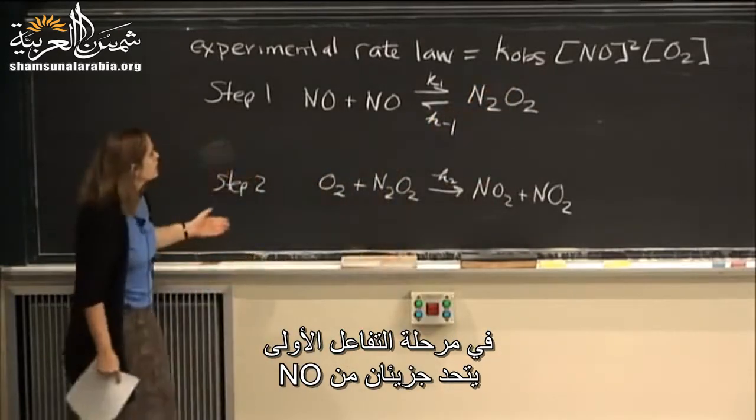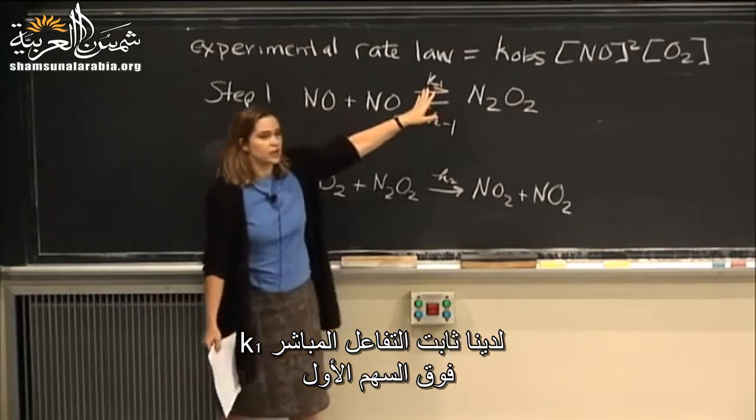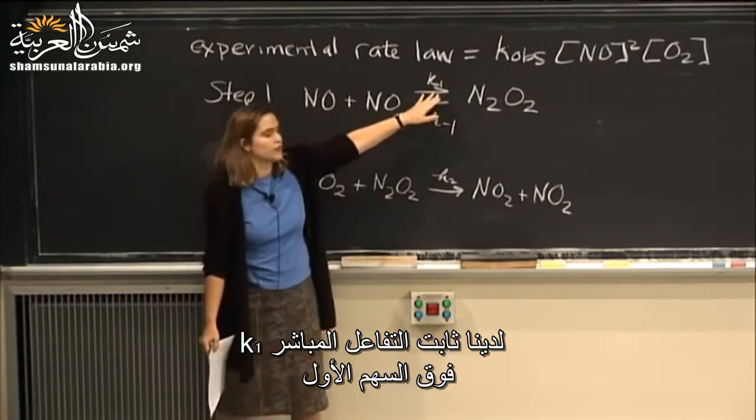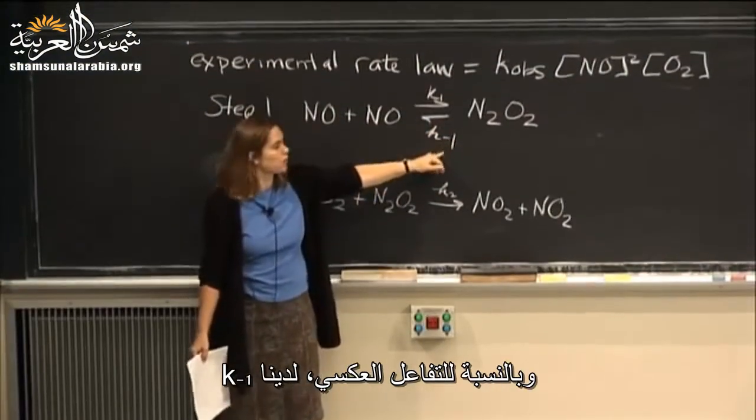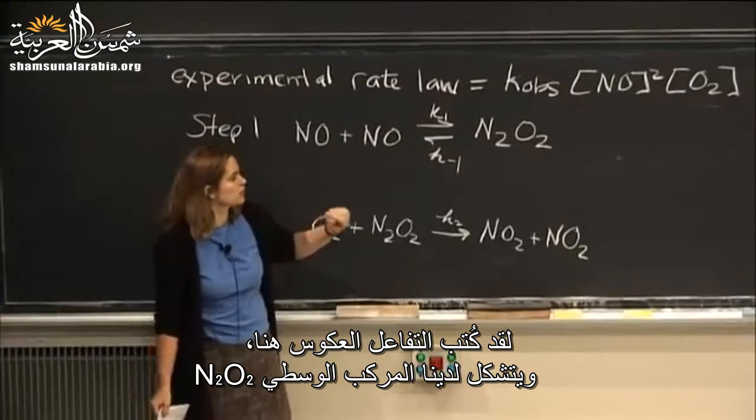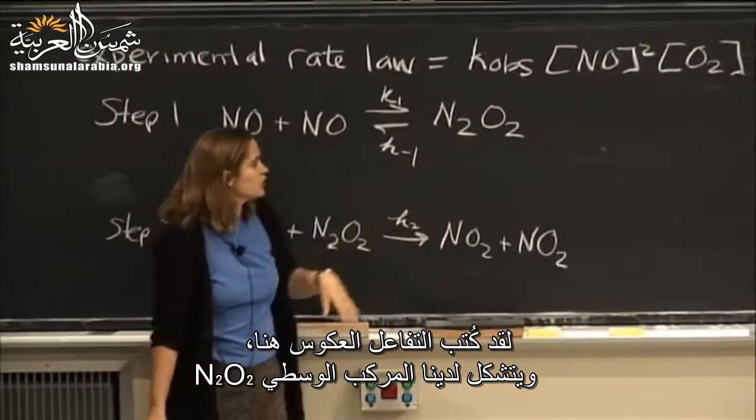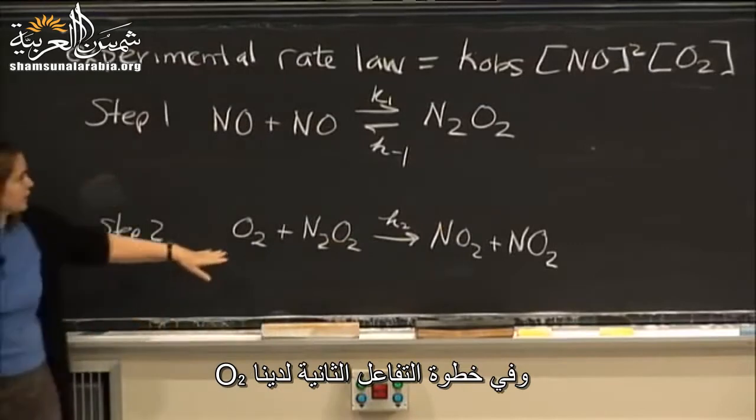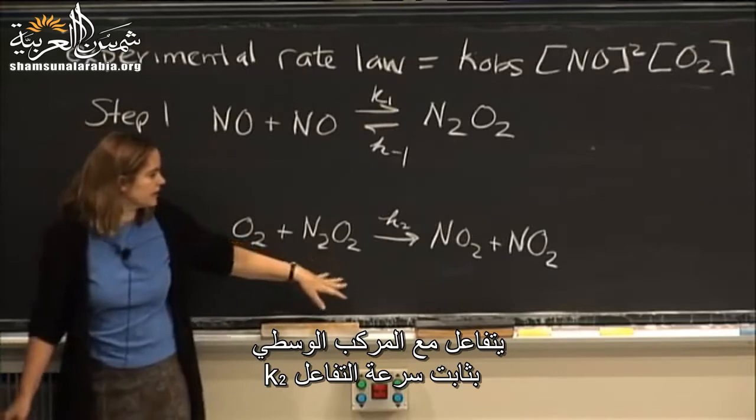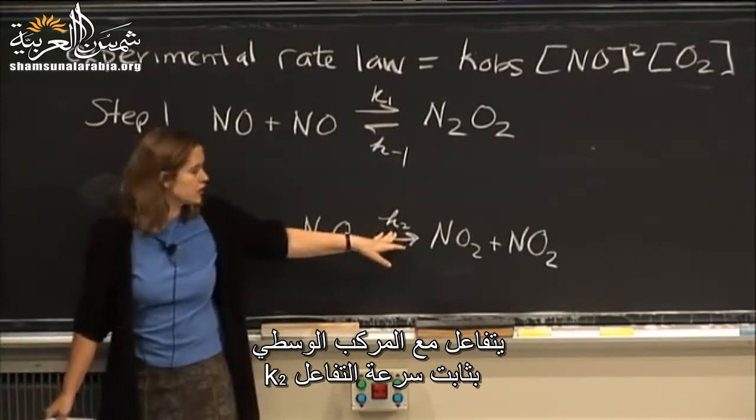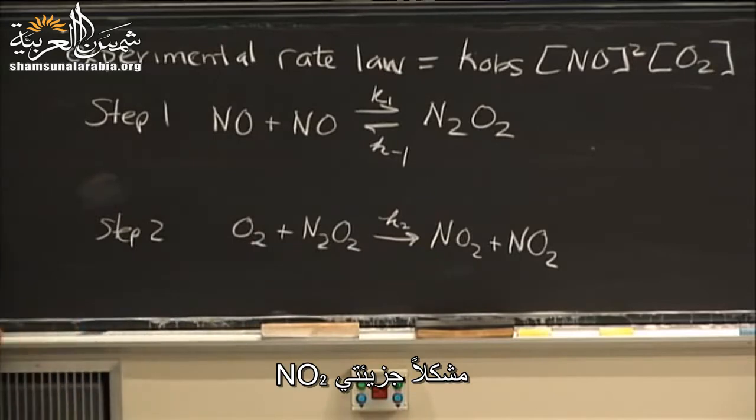In the first step of this reaction, we have two NOs coming together. There's a little rate constant K1 above the first arrow. And for the reverse direction, we have K minus 1. So this is written as a reversible reaction, and it's forming an intermediate N2O2. In the second step, we have the O2 coming in, reacting with that intermediate with a rate constant K2, and it's forming two molecules of NO2.